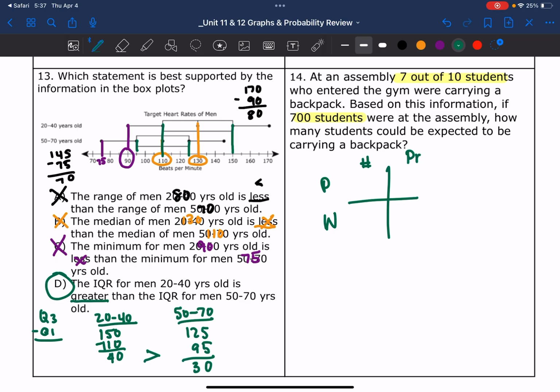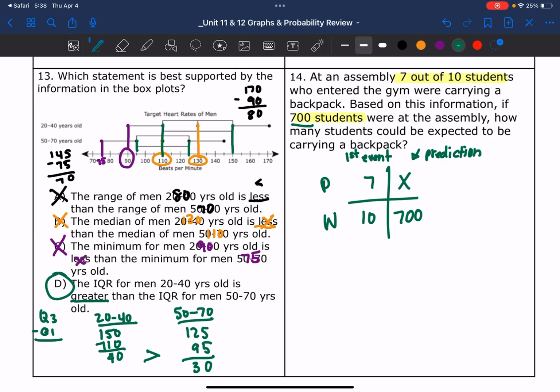Okay, actually, let me write that differently. What did we say in class it was? We said it was the first event, okay? And in this case, the first event would be, let's say the first person walks in, or out of the 10 students, how many of them are carrying a backpack? This side right here is going to be the prediction number. The prediction number is 700 students. I'm going to write 700 here, and I'm going to put an X above that because I want to know how many out of the 700, if 7 out of the 10 are carrying a backpack.